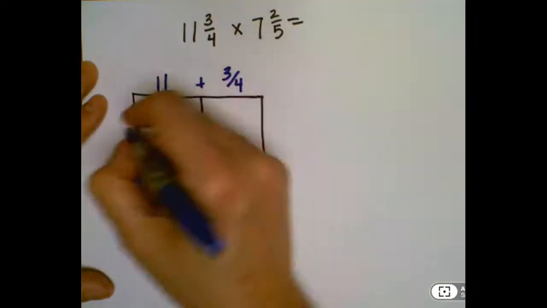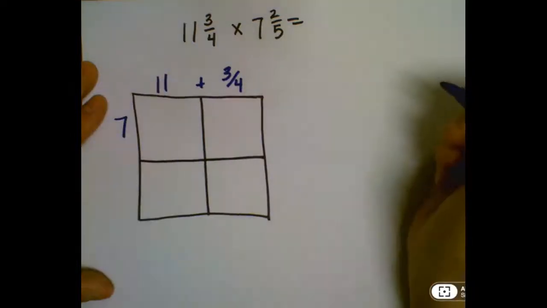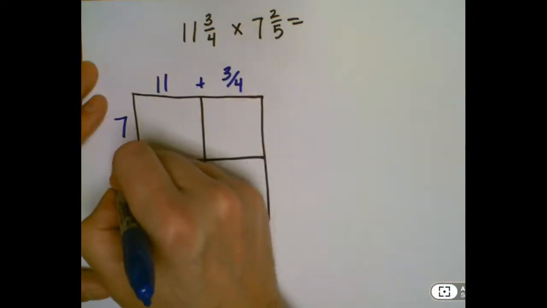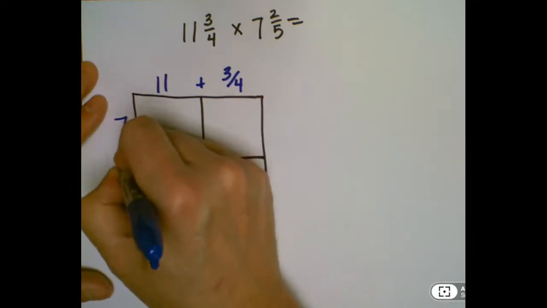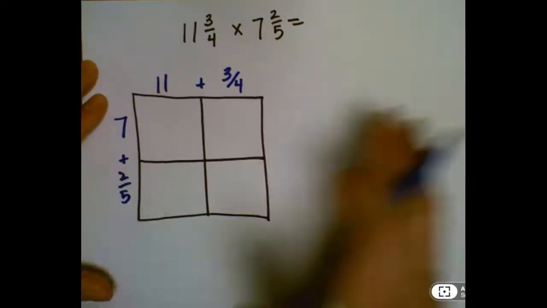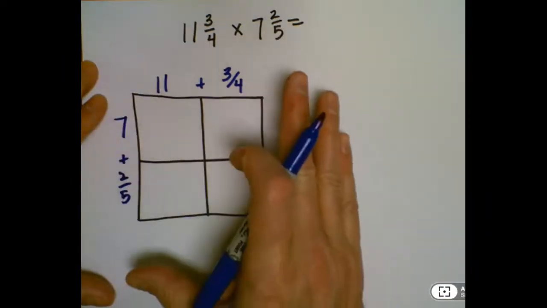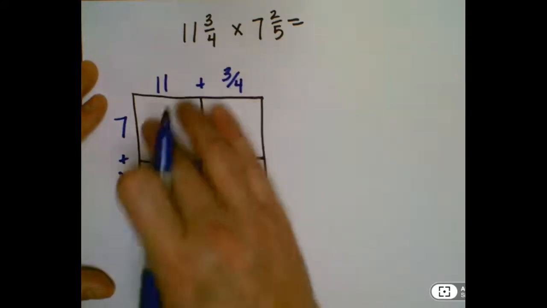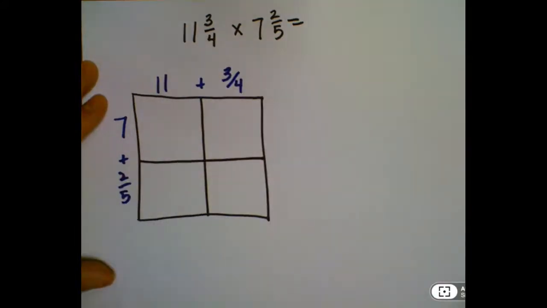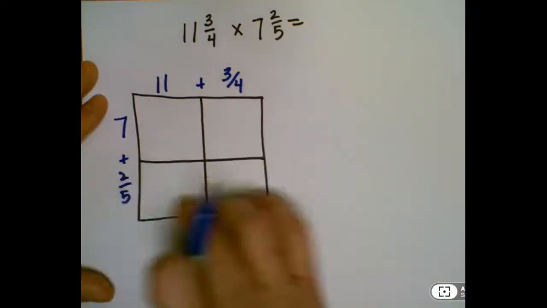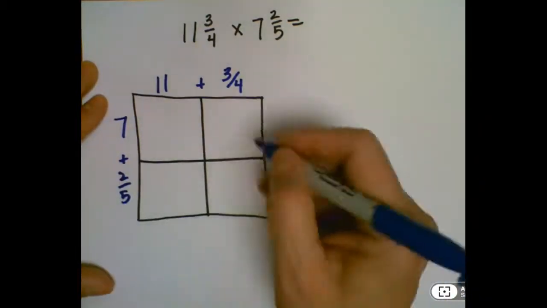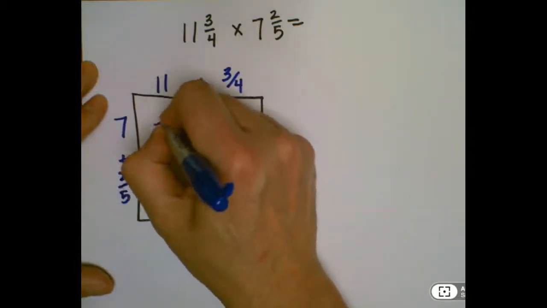And I'm going to look at the whole number part, which is 7, and the fractional part, which is 2/5. Okay, and then I just need to calculate and write down the area of each individual box, and then I'll add those 4 boxes together, and that'll give me my answer to the problem as well as the area of that rectangle. Okay, so 7 times 11 is 77.